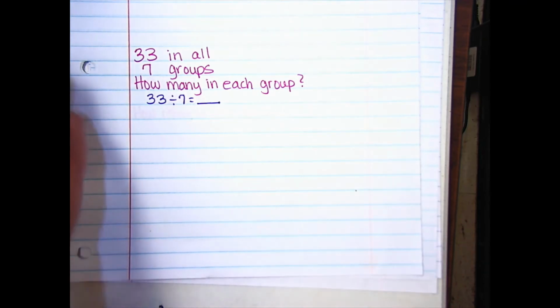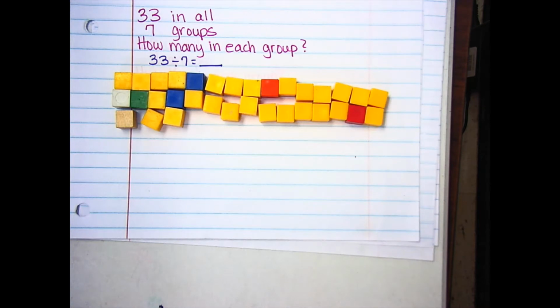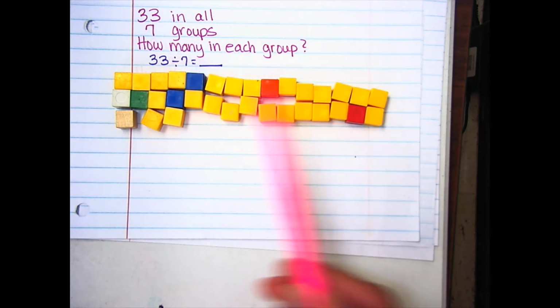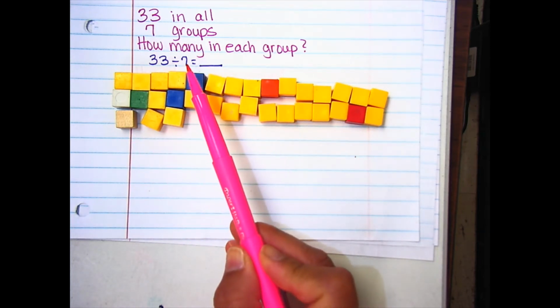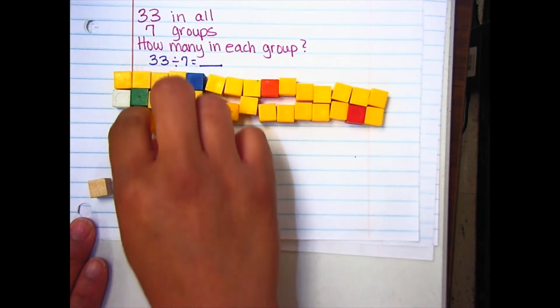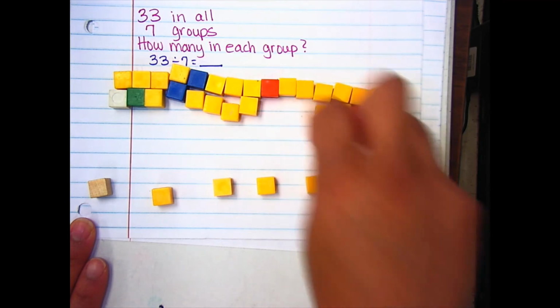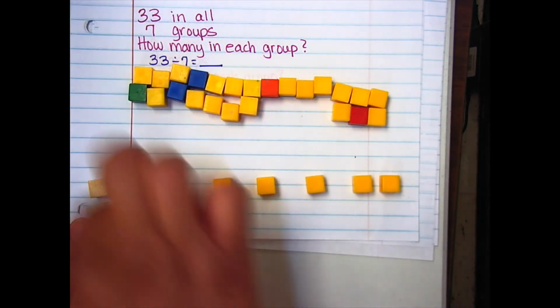So you will need 33. Okay, so here we're going to make a group of 33, which I already made, 15, 15, 30, 31, 32, 33. Now we're going to separate them into 7 groups. And let's see how many we can get. 1, 2, 3, 4, 5, 6, 7. And I'm going to keep separating again into equal groups.